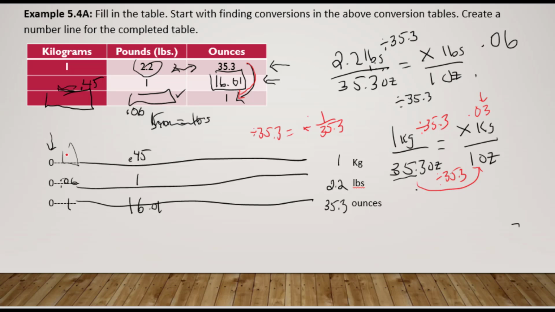So now I can put that in here, 0.03, and put it up here, 0.03. So these are equivalent. They line up vertically on a number line, they're equivalent. Those are equivalent, those are equivalent, and those are equivalent. And importantly, each row is an equivalency.